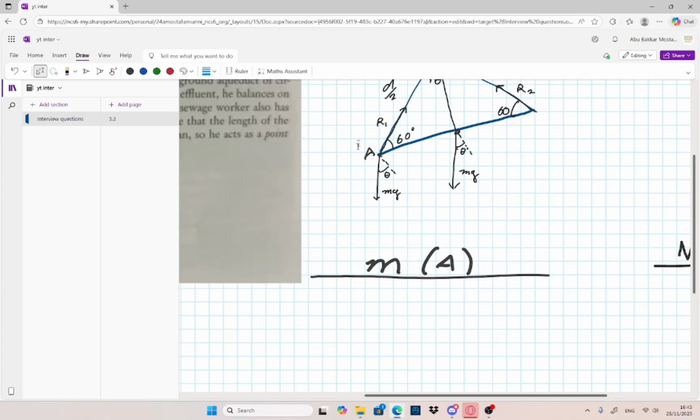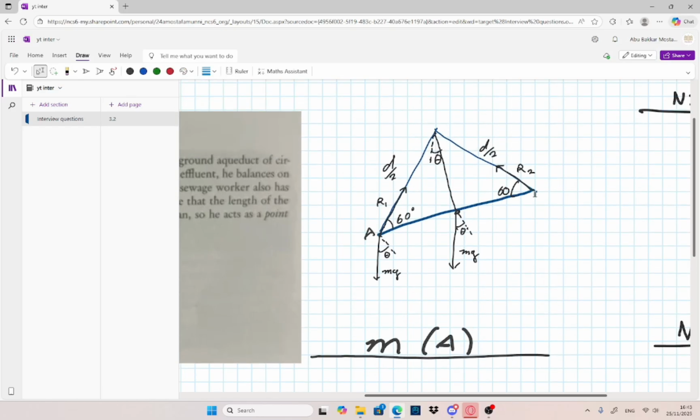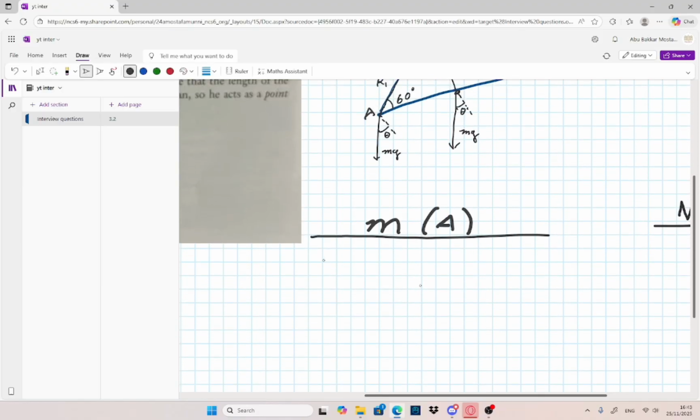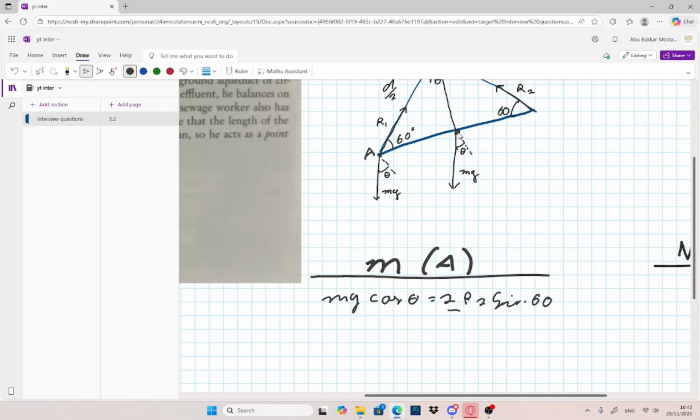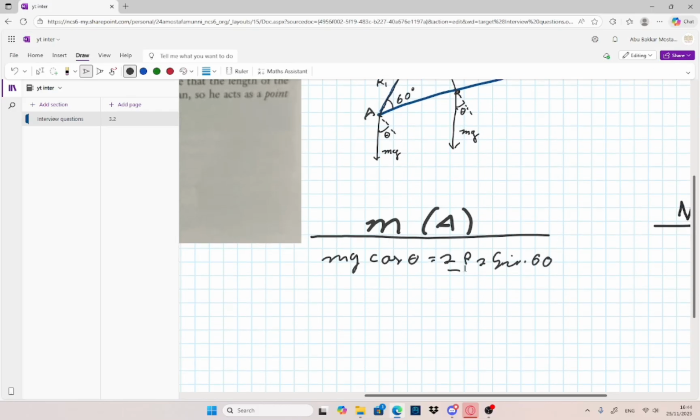So if we take moments about A, we will have this force, this mg, acting clockwise, while this R2, reaction 2, will be acting anti-clockwise. But because it's balanced, they're going to be equal. So if we write the equation, we have mg cos theta is equal to 2 R2 sine 60, sorry. Anyways, we have the 2 over here because you can clearly see that the mg is acting at the midpoint while R2 is acting at the end. So you can tell that the distance is doubled. So we have to add the 2.